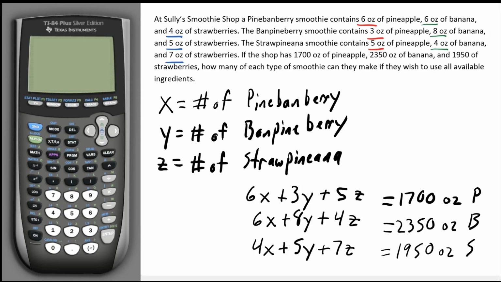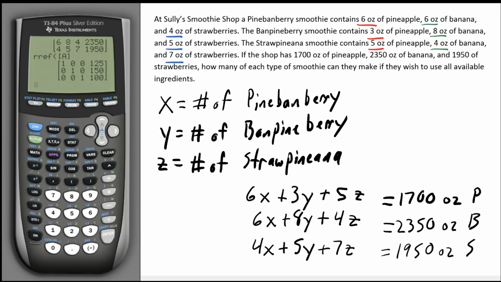So now that we have everything set up, we can solve this by putting it into our calculator as a matrix and solving using the RREF function that we saw in a previous video. And so I already have this matrix typed in, matrix A. And so all we need to do is do RREF, so second matrix, over to math, down to RREF, select matrix A, and this solves it for us.